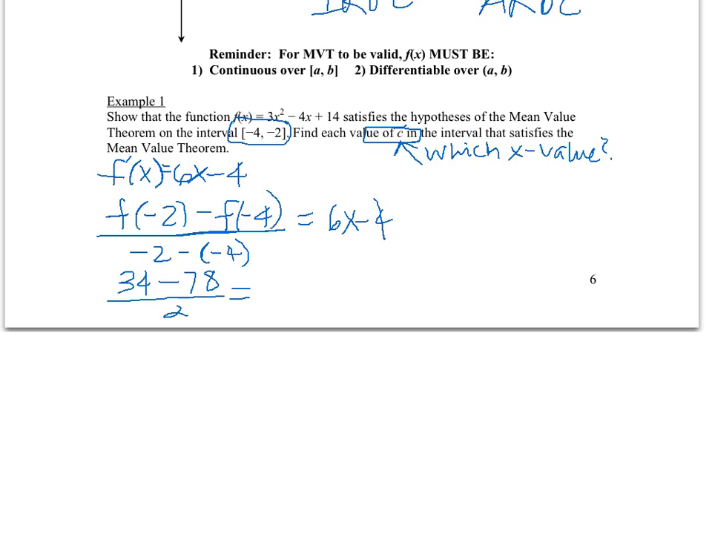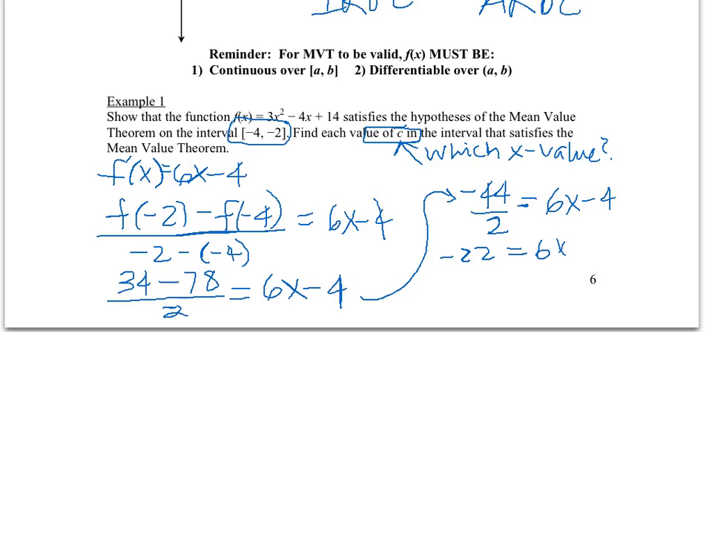Okay, so my 2 looks a little funny. There we go. And then we're still setting that equal to the 6x minus 4. And we're going to bring that over to here. And so we're going to have -44 over 2 equals 6x minus 4. -22 equals 6x minus 4. -18 equals 6x. So we're getting an x value of -3.